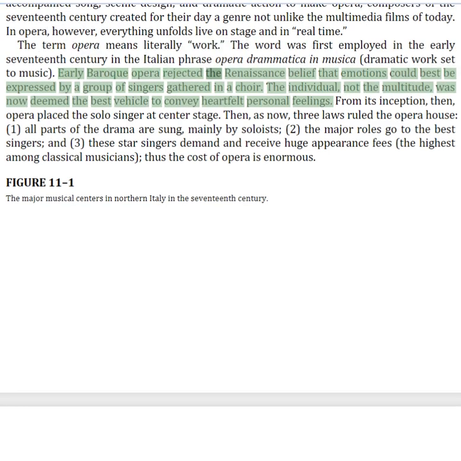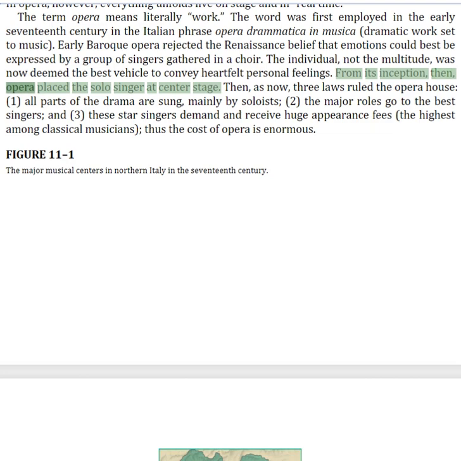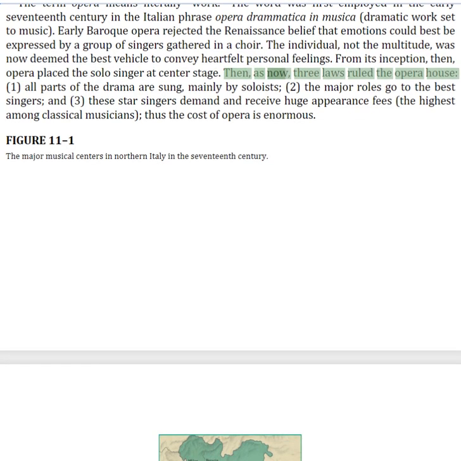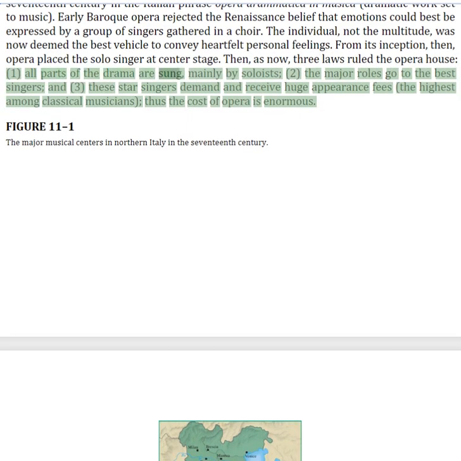Early Baroque opera rejected the Renaissance belief that emotions could best be expressed by a group of singers gathered in a choir. The individual, not the multitude, was now deemed the best vehicle to convey heartfelt personal feelings. From its inception, then, opera placed the solo singer at center stage. Then, as now, three laws ruled the opera house. All parts of the drama are sung, mainly by soloists, the major roles go to the best singers, and these star singers demand and receive huge appearance fees, thus the cost of opera is enormous.